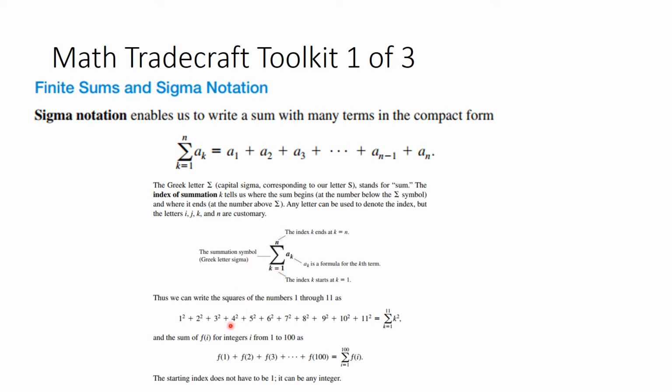So for example, you could write the summation of the squares from 1 to 11 this way, compactly. And if you're talking about function f of i for integers 1 through 100, instead of writing 100 terms, you could write this. Although the starting index often is 1, it could be any integer.